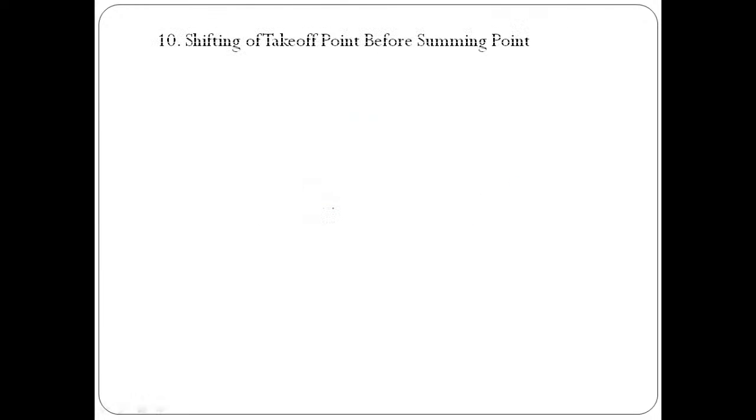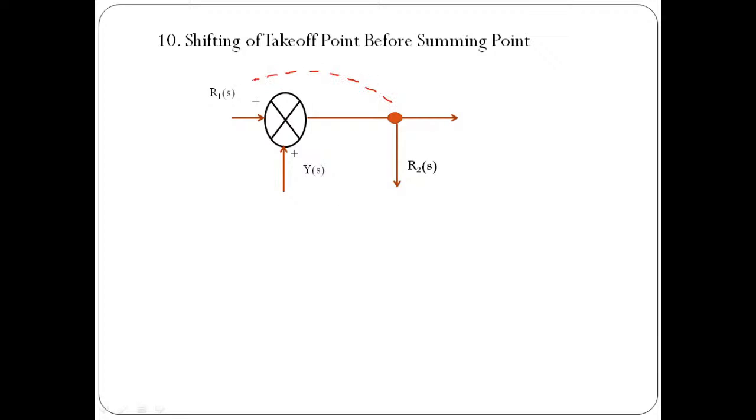Now let us try to understand rule number 10, shifting of a takeoff point before a summing point. In the previous case we learned what happens if you shift a takeoff point after a summing point. Now in this case, we have a takeoff point which is available after a summing point, and our objective is to shift this takeoff point before a summing point. Then what will happen?